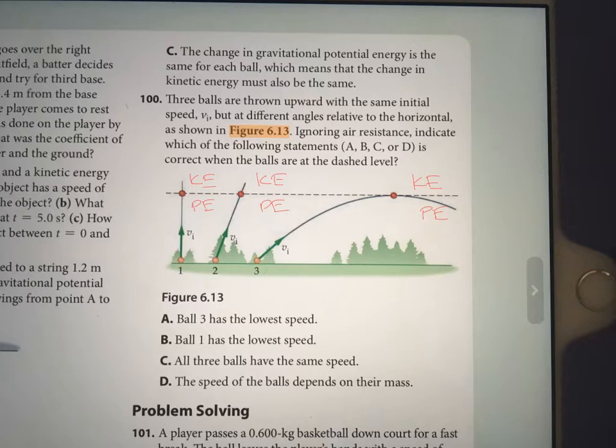Yeah, we're not, but it doesn't matter because if we solve, we know that what happens to mass in these equations, when we're ignoring air resistance, is that mass cancels. So the mass doesn't really matter, so we can rule out choice D right off the bat. Now the question is whether 1 or 3 has the lowest speed, or whether they all have the same speed at that instant. Think about it logically. There's a simple answer to this, and we're all kind of forgetting about it.